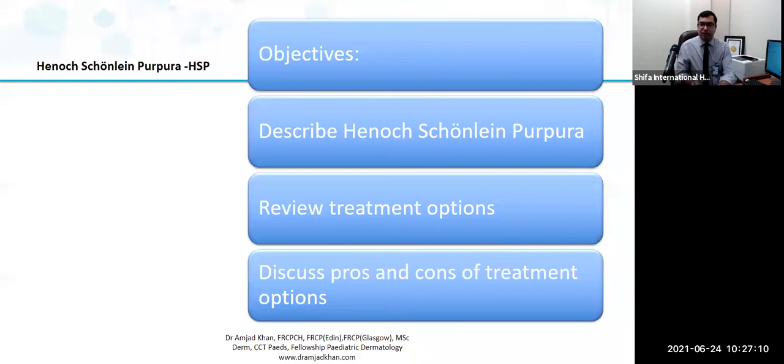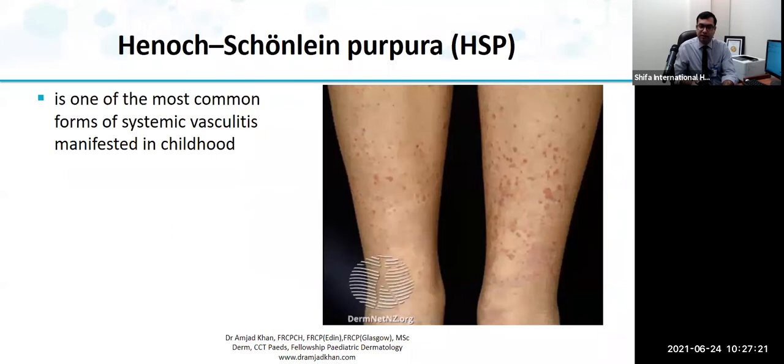Now, coming to other topics, HSP or Henoch-Schönlein purpura, very common, especially pediatric colleagues see them, emergency department physicians see them. And you can see it's one of the most common forms of systemic vasculitis, more predominantly in the lower legs. It can happen in adults as well, so don't get confused. But again, more common in young children.